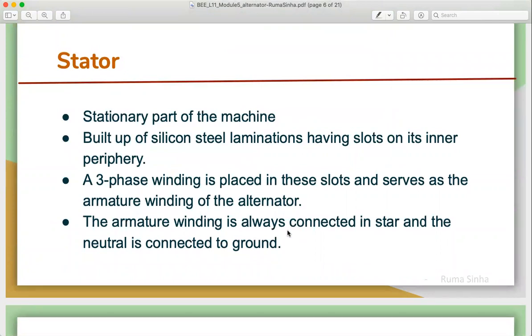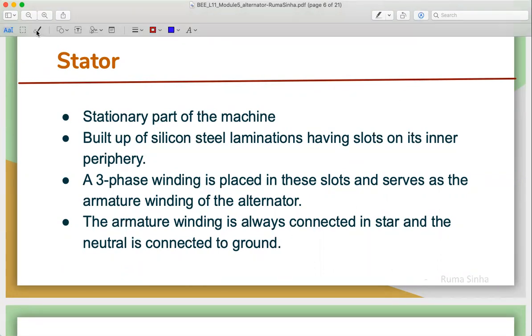Stator is basically the stationary part of the machine. It is built up of silicon steel laminations having slots on its inner periphery. Why do we have these laminations? Because these laminations will reduce the eddy current loss. If we do not have these laminations, if it is a solid core, then eddy current loss will be more. And we use the material silicon steel so that we can have reduced hysteresis loss.